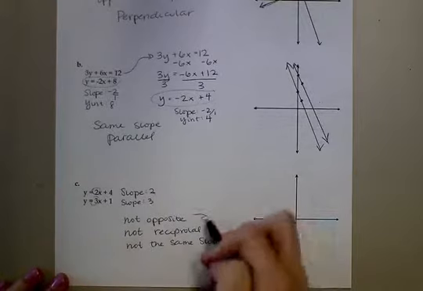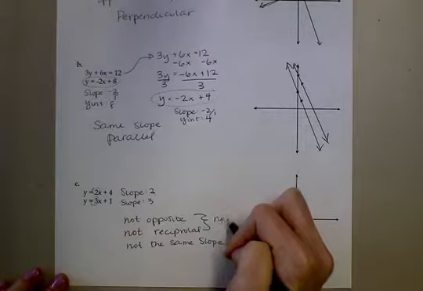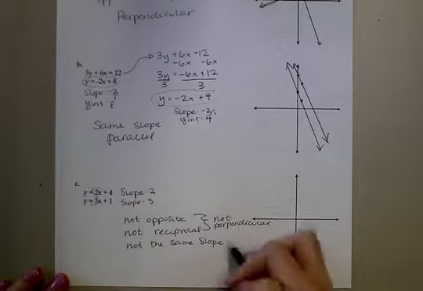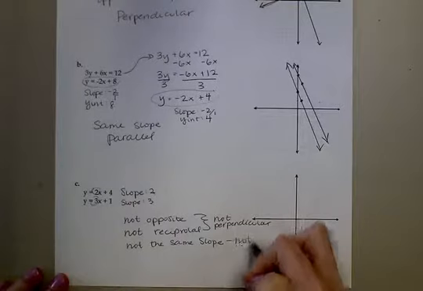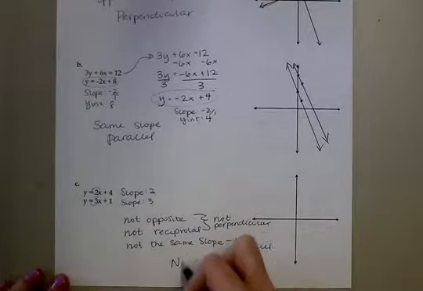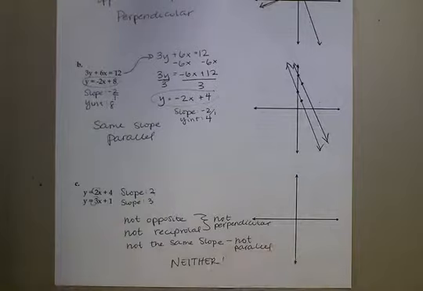Okay, so if they're not opposite and they're not reciprocal, that means they're not perpendicular. If they do not have the same slope, they're not parallel. So they're neither. Well, we can go ahead and graph just to make sure.